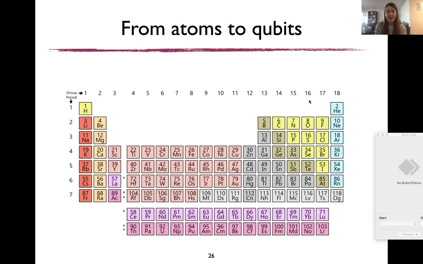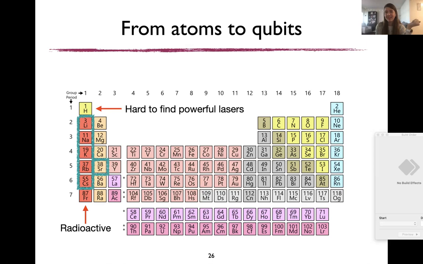Now I want to tell you how, once we are able to trap and control each atom, we turn them into qubits. So you have all these elements on the periodic table, right? People mostly look at the alkalis on the leftmost column to use as qubits because they are the closest to the hydrogen atom and they're the simplest, really. Actually, hydrogen is tricky because there are no very good lasers to work with hydrogen. So even though it's the simplest, we don't make qubits out of hydrogen, and francium is radioactive.